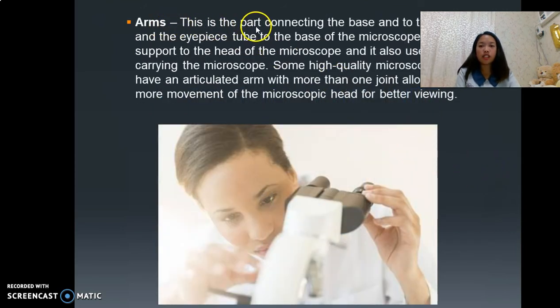Arms. This is the part connecting the base and the head, and the eyepiece tube to the base of the microscope. It gives support to the head of the microscope and it is also used when carrying the microscope. Some high-quality microscopes have an articulated arm with more than one joint, allowing more movement of the microscopic head for better viewing.